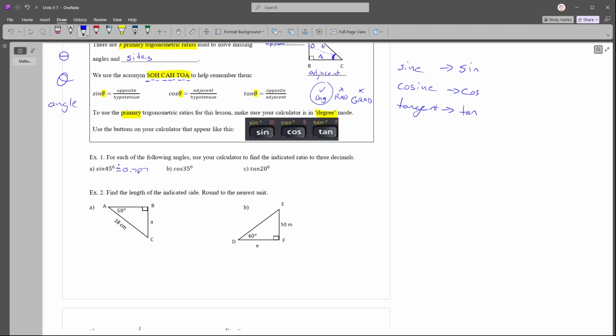What is that 0.707? That is the answer to this division up here. So this value is the answer to this division. So if you took the opposite side of whatever triangle this is applied to, and then divided that by the hypotenuse, you would get a value of 0.707. That's what we're talking about. So that's the sine of 45 degrees.